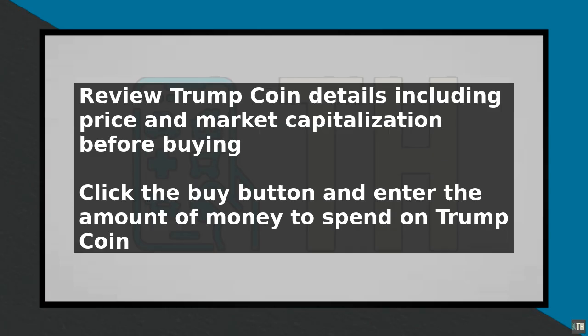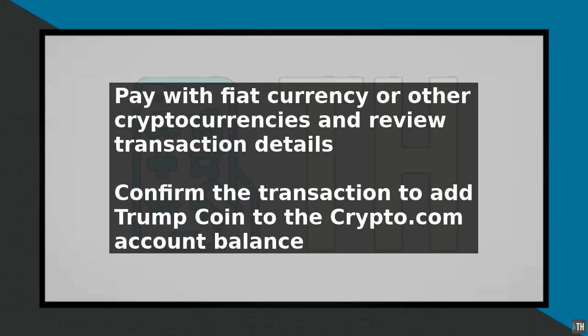Check the amount of Trump coin you are buying, the price, and the fees. If everything is correct, confirm your transaction. Once you confirm your transaction, the Trump coin will be added to your Crypto.com account. You can then hold onto it, sell it, or transfer it to an external wallet.